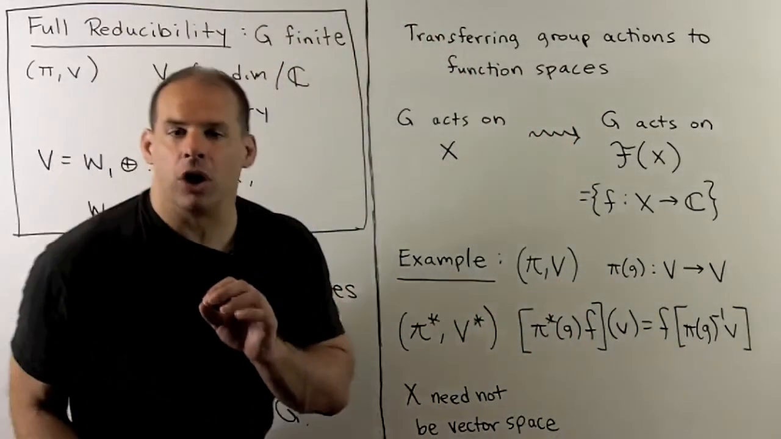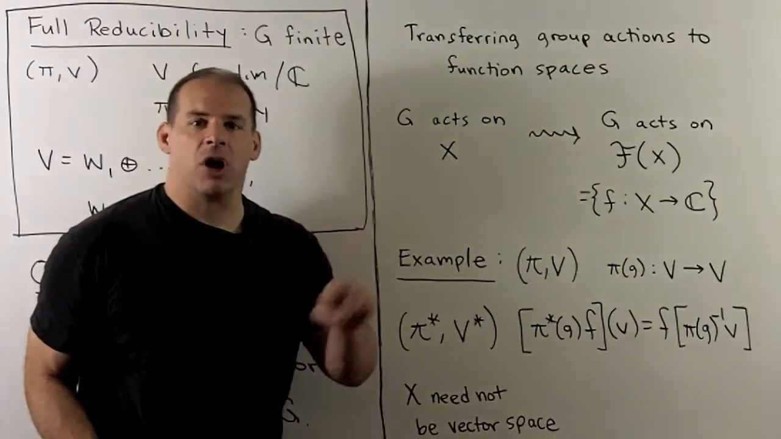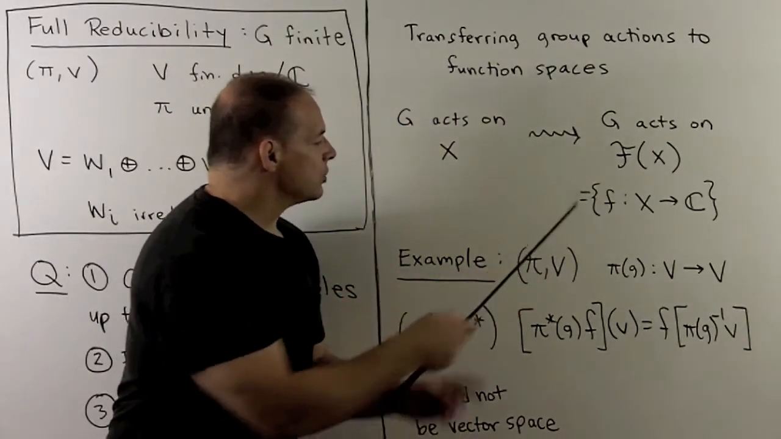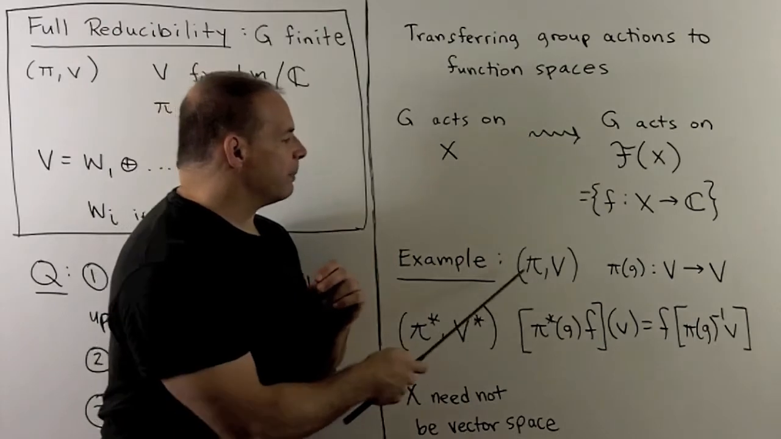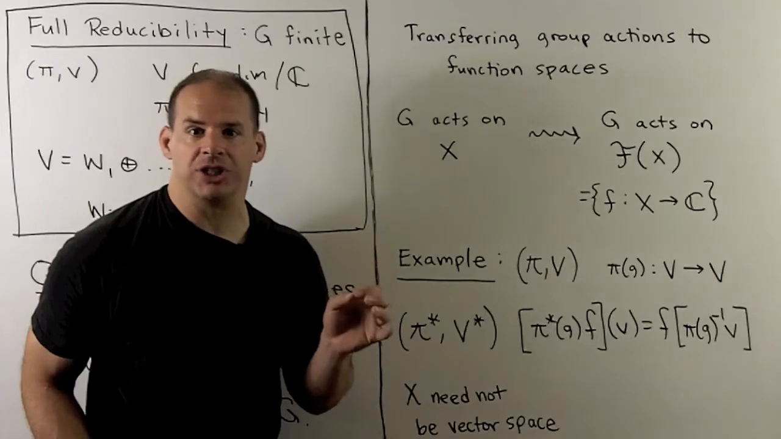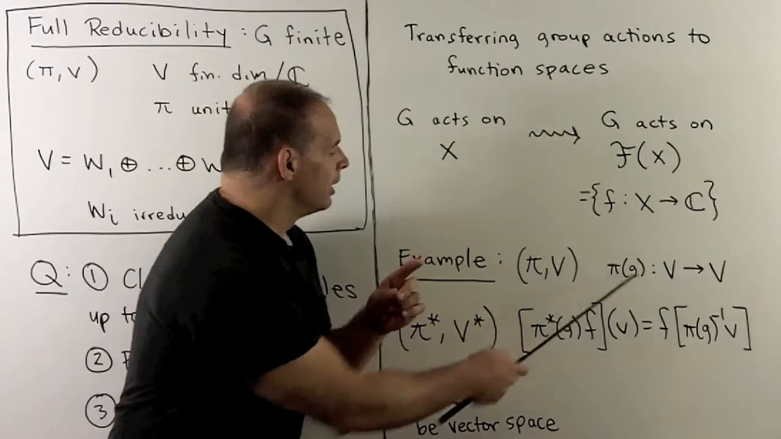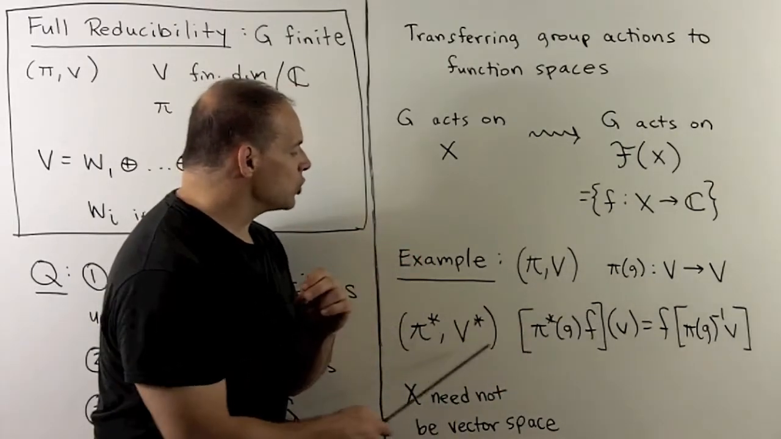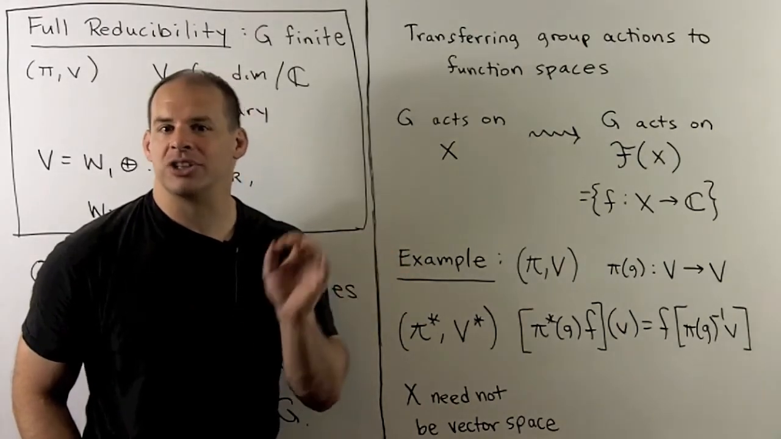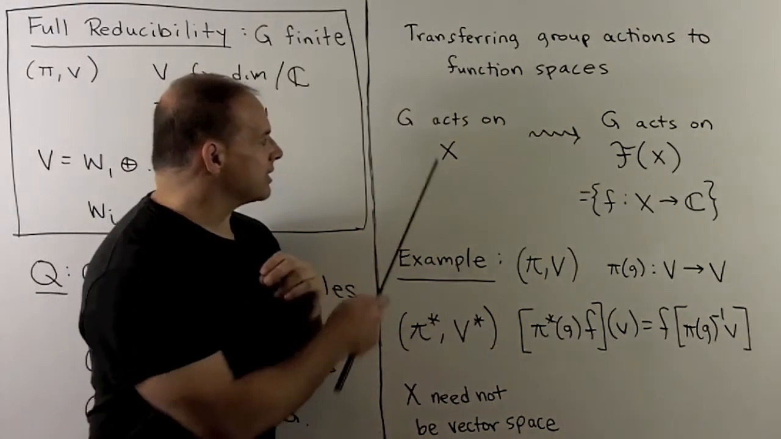If I have a group action on some set X, we're able to transfer that action to the space of functions on X. So, for example, we have a representation π_V. Here we're going to have a group action on a vector space by linear transformations. Then I could transfer this group action to the dual space. Recall the dual space is the vector space of linear functionals on V. A linear functional is just a linear transformation from V to the complex numbers. So here we're just going to have X equal to V.